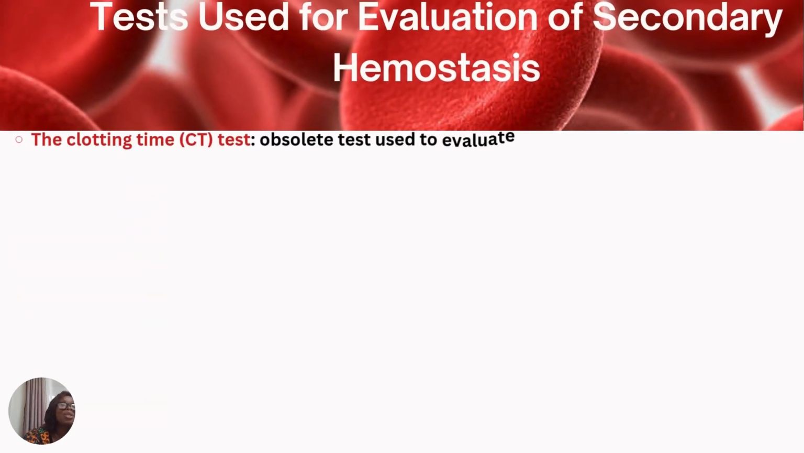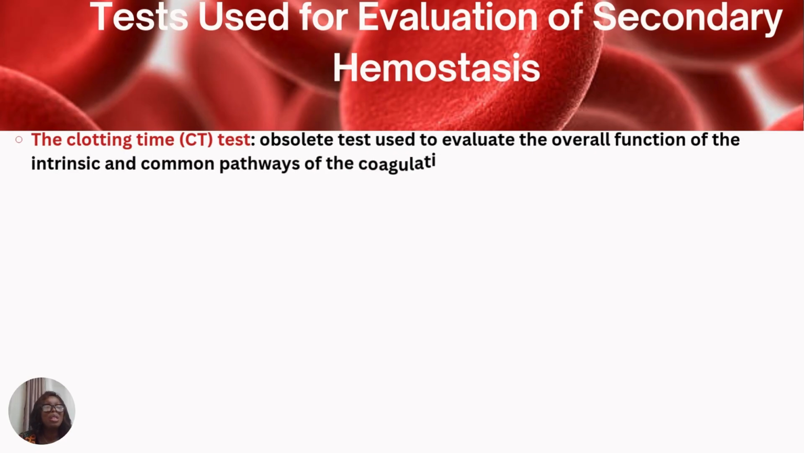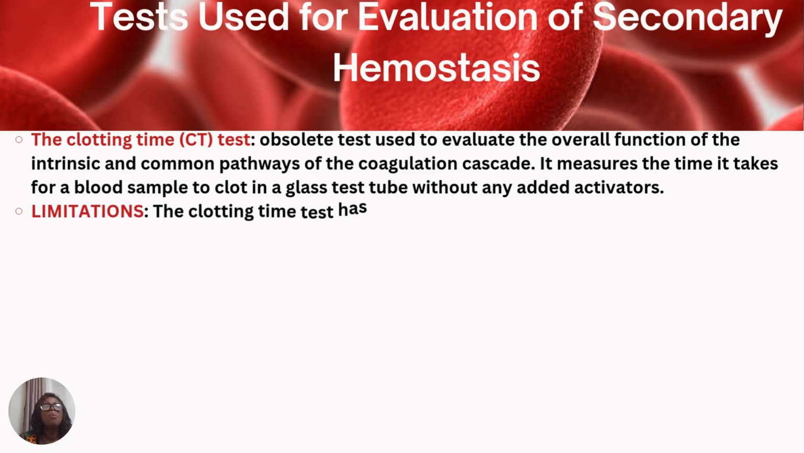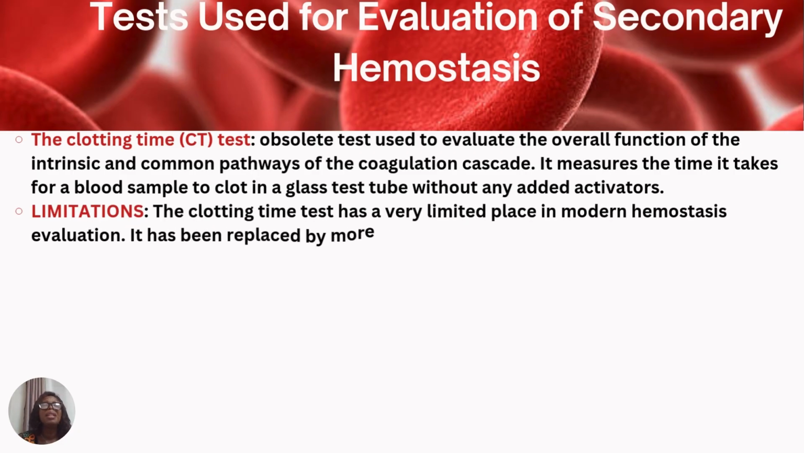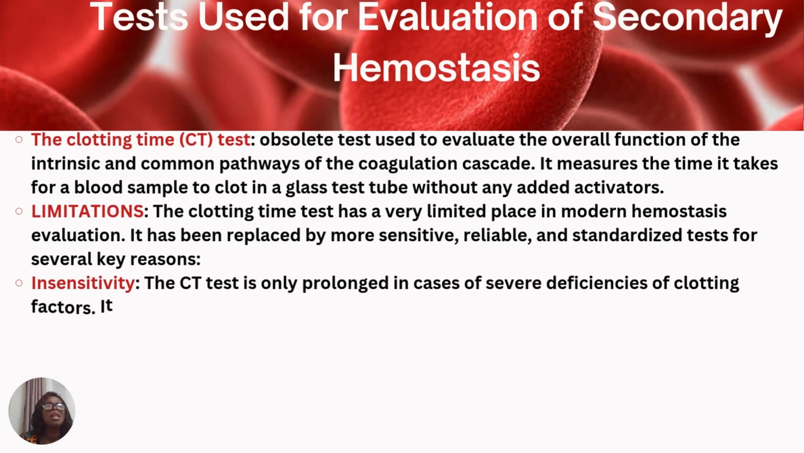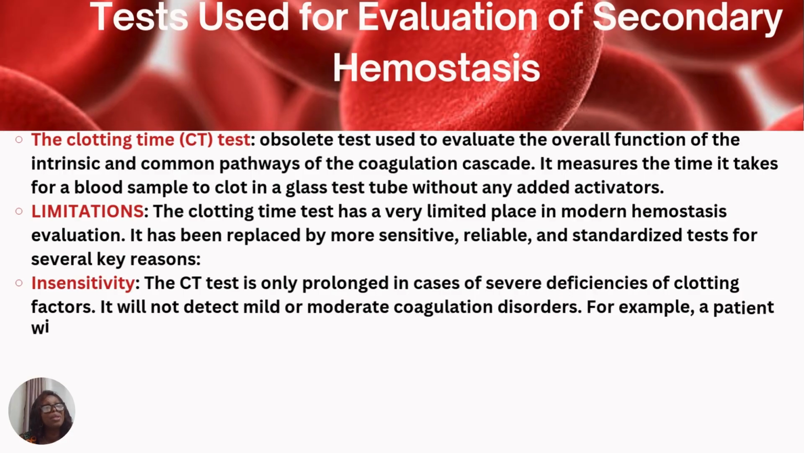There's a test that is called the clotting time test. We used to do it before, but it is now obsolete. It's no longer in use to evaluate the overall function of the intrinsic and common pathways as it was in the past. This particular test was initially used to evaluate the overall function of the intrinsic and common pathways, and it measures the time it takes for a blood sample to clot in a glass test tube without any added activators.